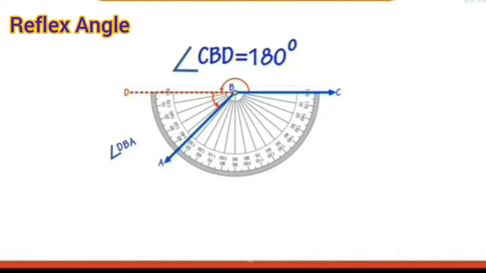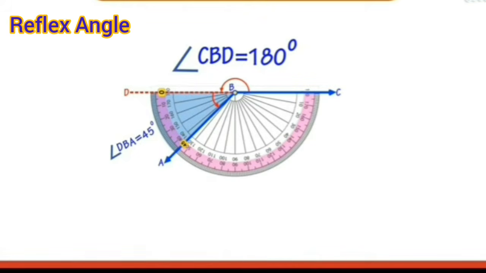Here, the baseline of the protractor is always the arm BD of the angle. We will use the outer scale to measure the angle DBA as the arm DB passes through the 0 of the outer scale. Following the scale, we find that the other arm passes through 45 degree on the outer scale. So the size of the angle DBA is equal to 45 degree.